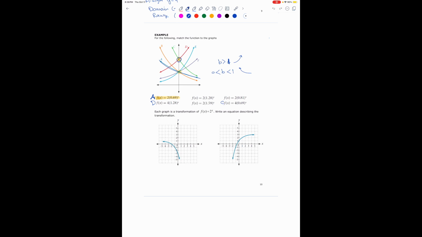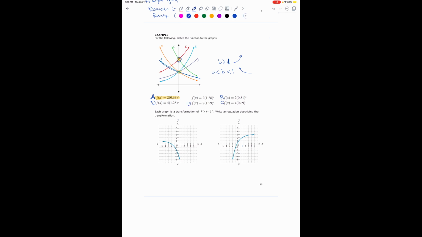Now, B. B is also a decay function, which means the base is less than 1, and I know that the y-intercept is 2, so I have one option, which is this option right here. So this is going to be function B. And then if we go to function E, as you can see, it's a growth function with a y-intercept of 2, and it is closer to the y-axis, which means the base is higher than the other one. So I have between this and that, and the higher base is this one right here. It has a higher base than that one, which means this is going to be function E.